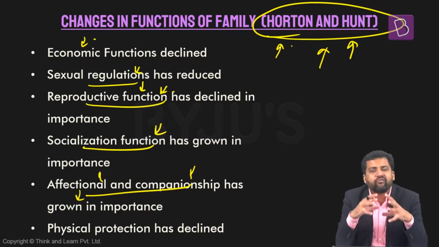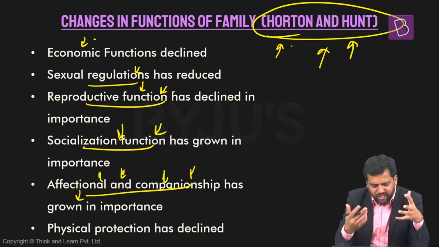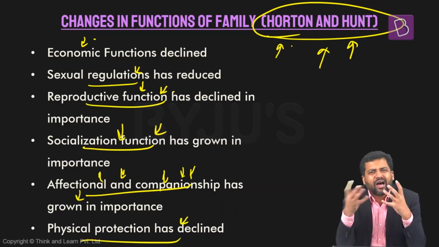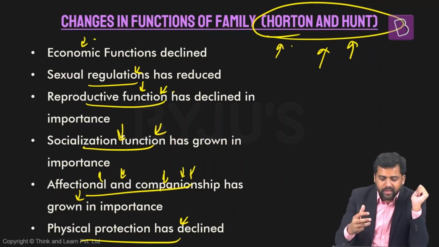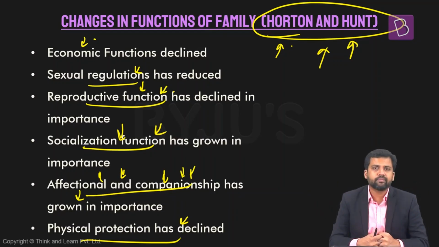So a lot of time and effort needs to be spent. A large part of the time and effort they have to spend on these kids. So now we have a more child-centric family. The socialization function and companionship, all these things have become important. The physical protection function, to a large extent, has declined because you now have the institution of police, the institution of judiciary, law and order mechanisms, the rule of law. So these are some broad changes in the functions of the family.